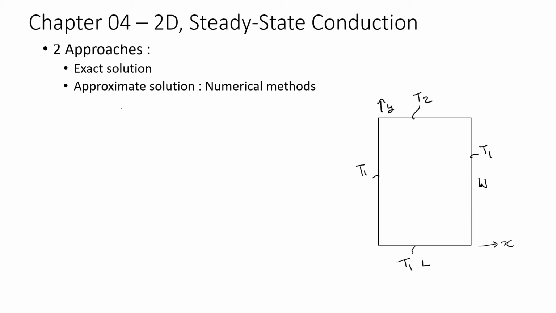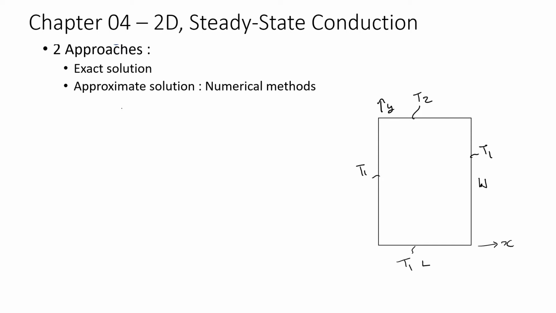Chapter 4. Chapter 4 is about 2D steady state conduction. In the previous chapters, from chapter 1 to 3, we've looked at conduction or convection only in one direction. So the heat diffusion equation that we had just had one variable, that's x or y, whichever direction the heat was flowing in. But in this chapter, we'll be looking at heat conduction in a 2D space, or in two directions.